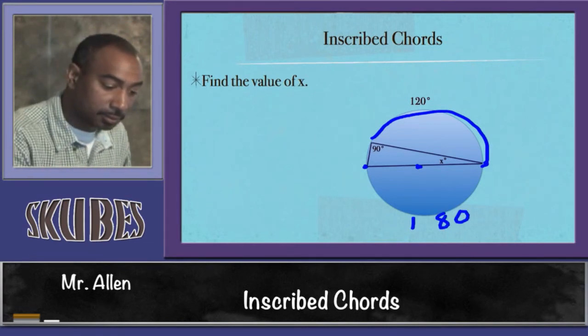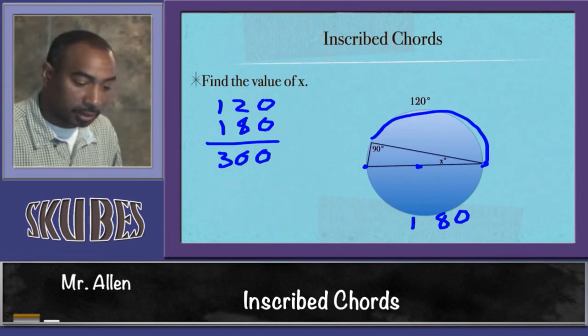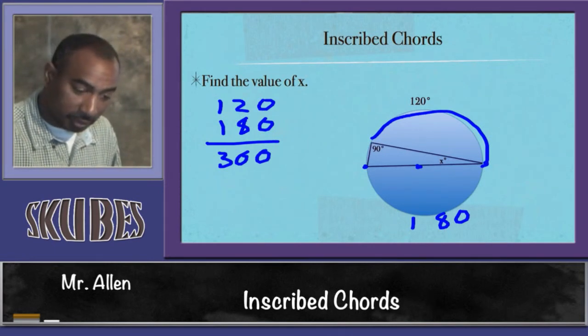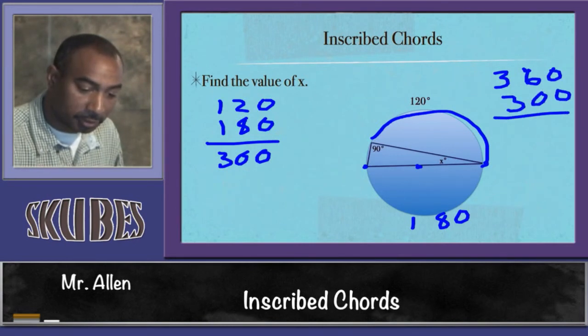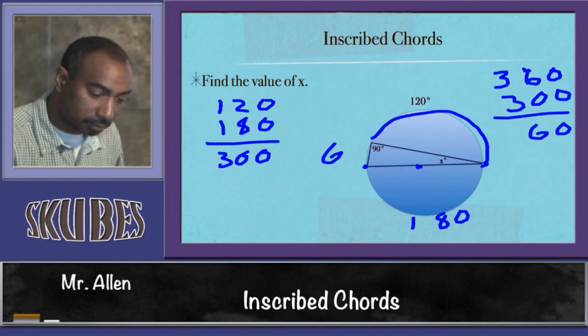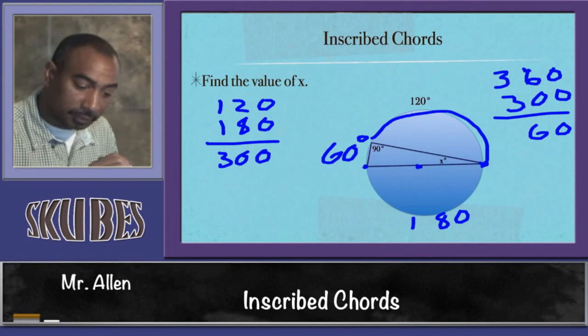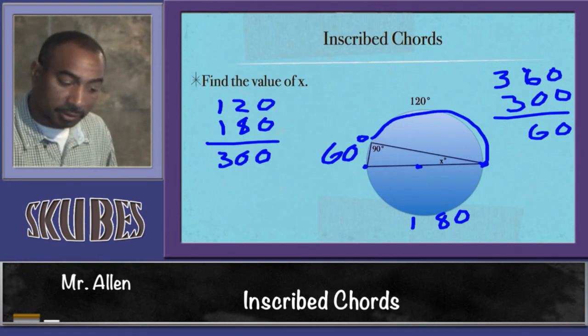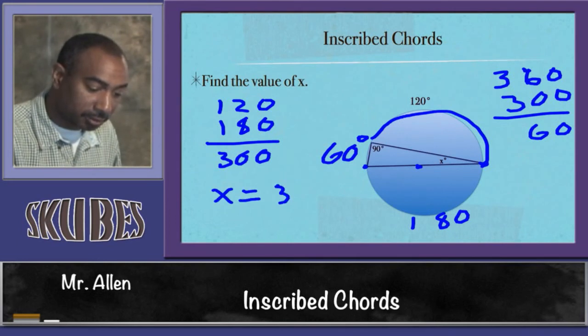If I were to add these two measures together, I get 300 degrees. In a circle, all the arcs must add up to 360. So 360 minus 300 gives me 60 degrees. But x is an inscribed angle. Therefore, it has to be half the measure of 60 degrees. So x is 30 degrees.